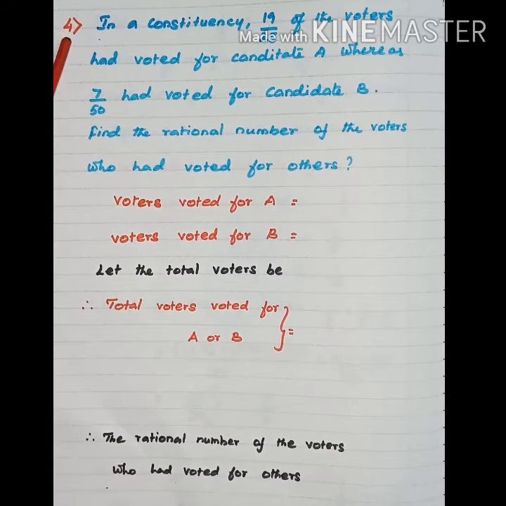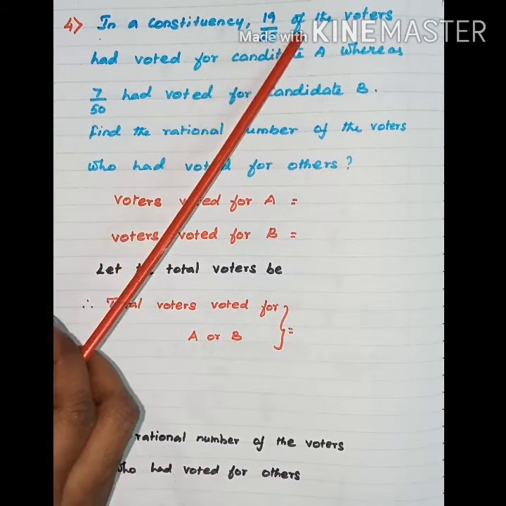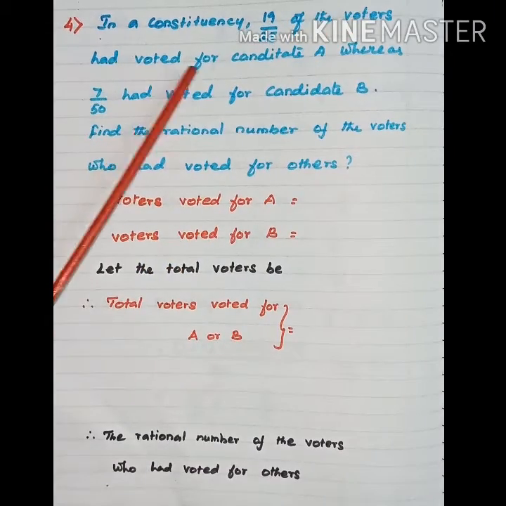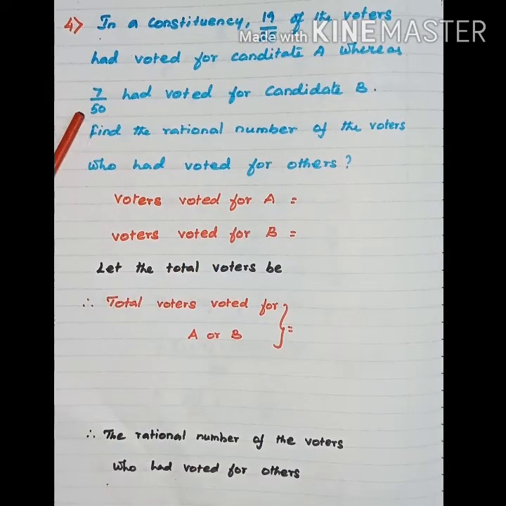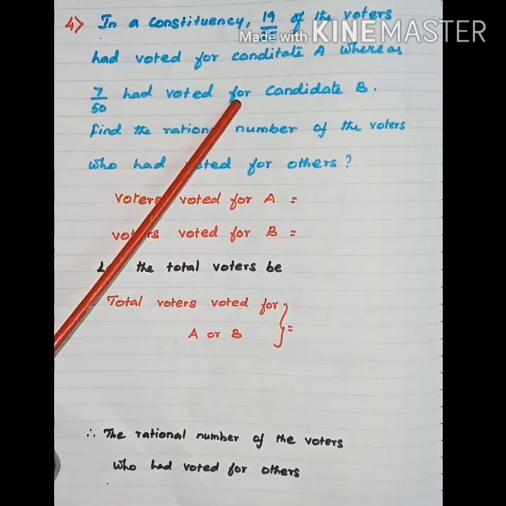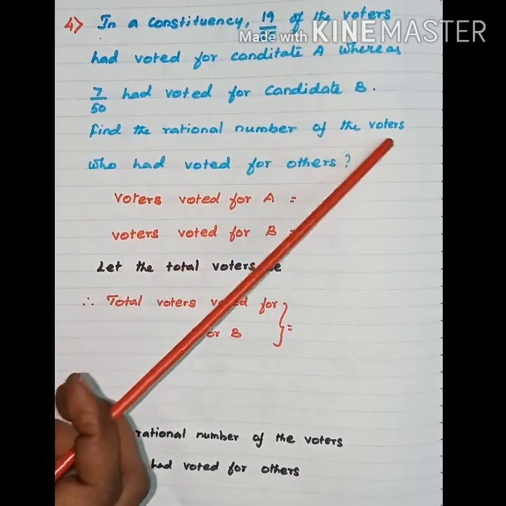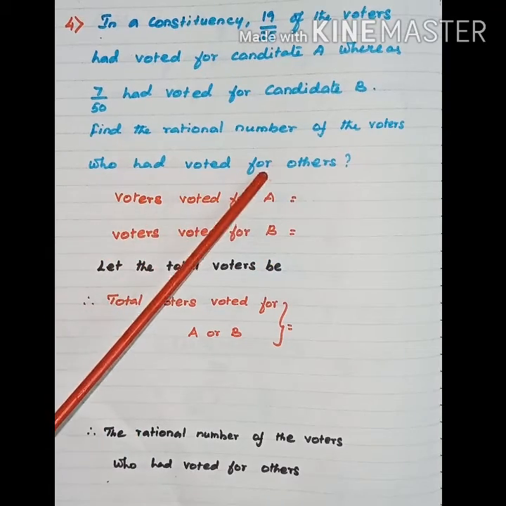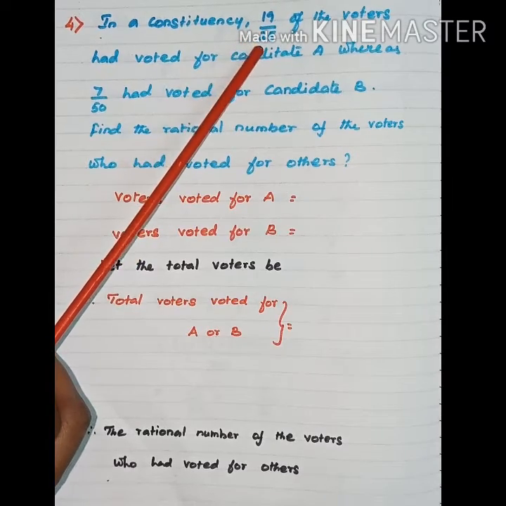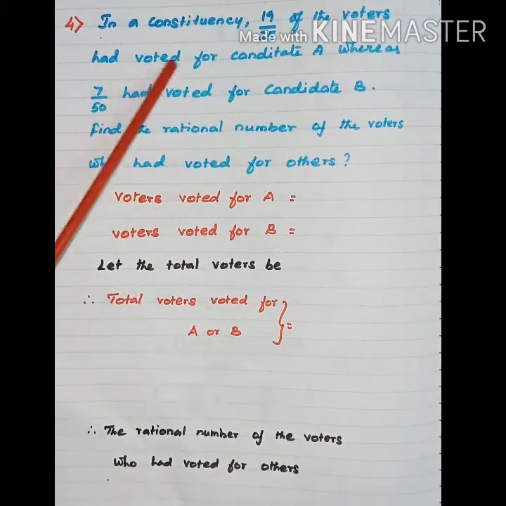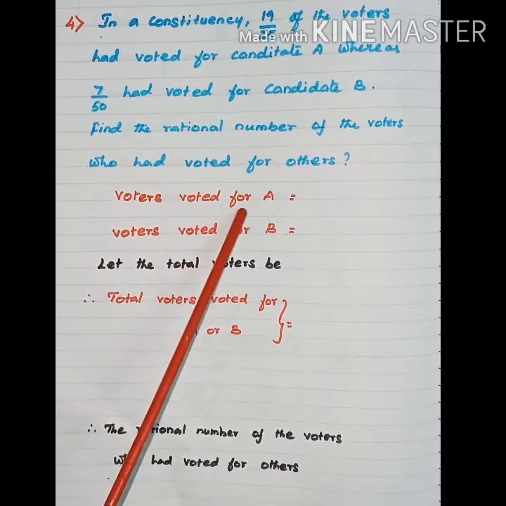Exercise 1.3, fourth sum. In a constituency, 19 by 25 of voters had voted for candidate A, whereas 7 by 50 had voted for candidate B. Find the rational number of the voters who had voted for others. It is given that 19 by 25 of voters had voted for candidate A.